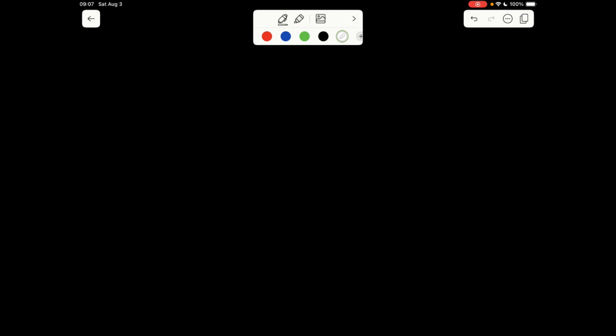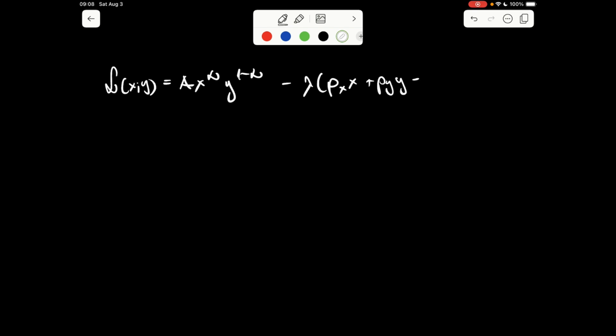To solve this problem, we need a Lagrangian function, which is a function of our two variables. This is the utility from the decision, and this is the constraint. This is the standard way of writing the Lagrangian, so please have a look at the literature.